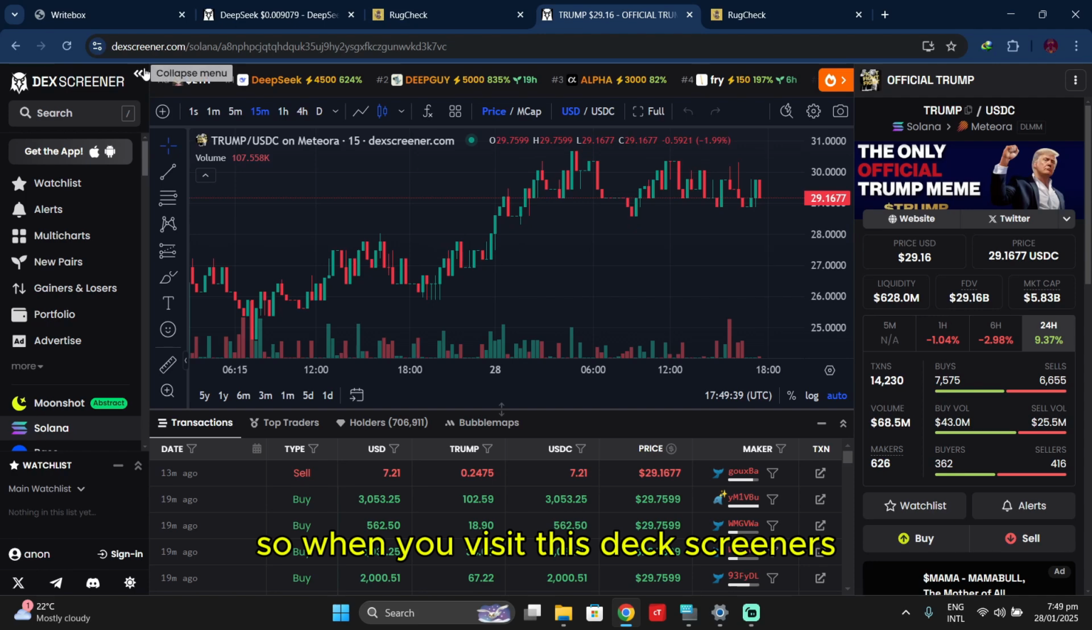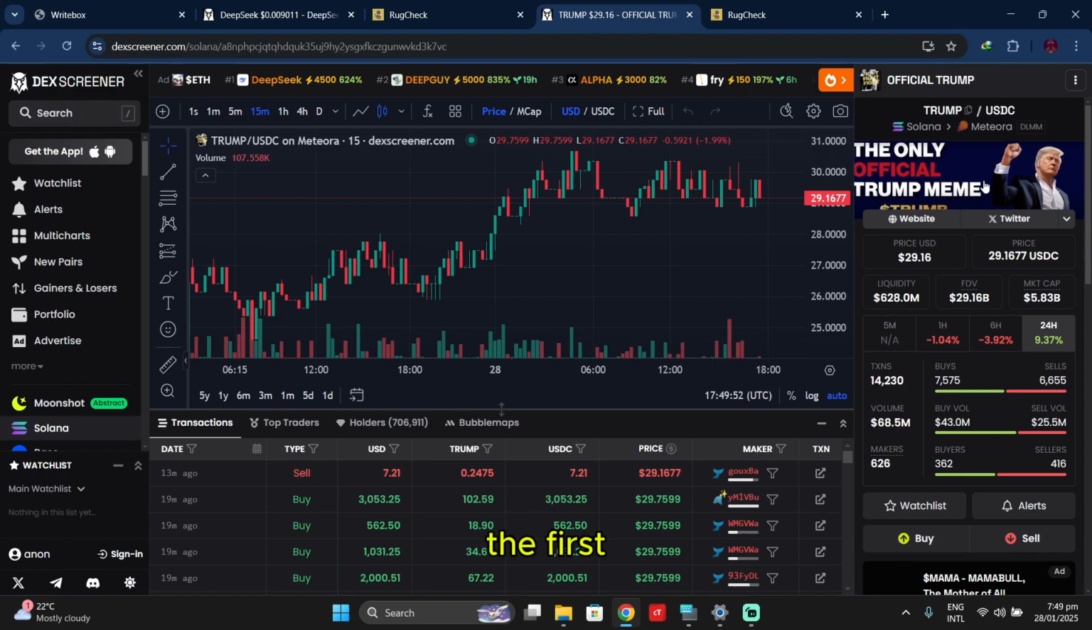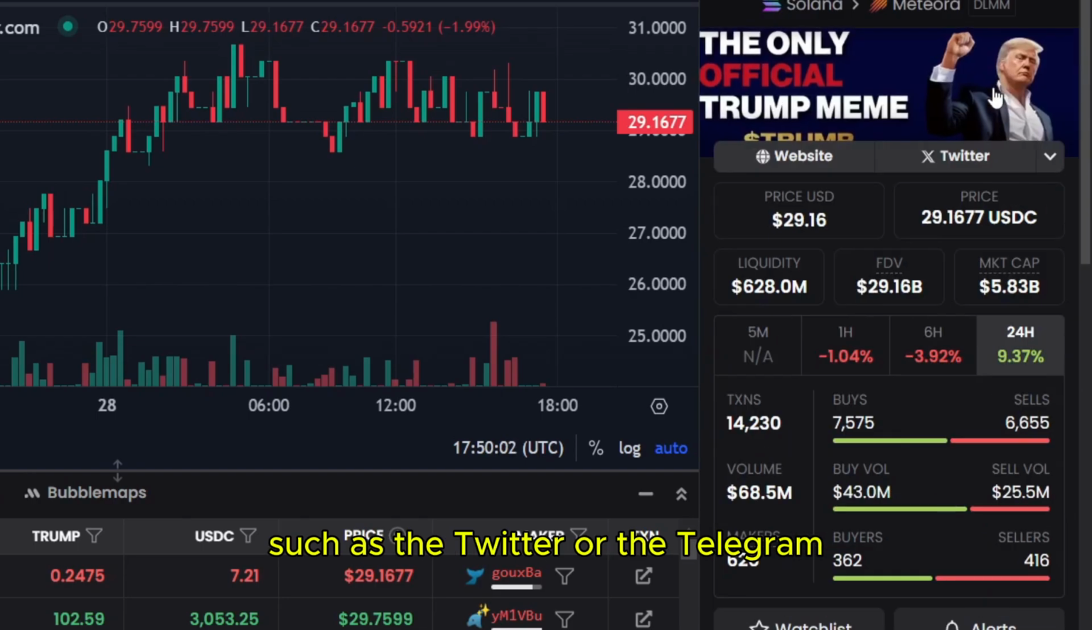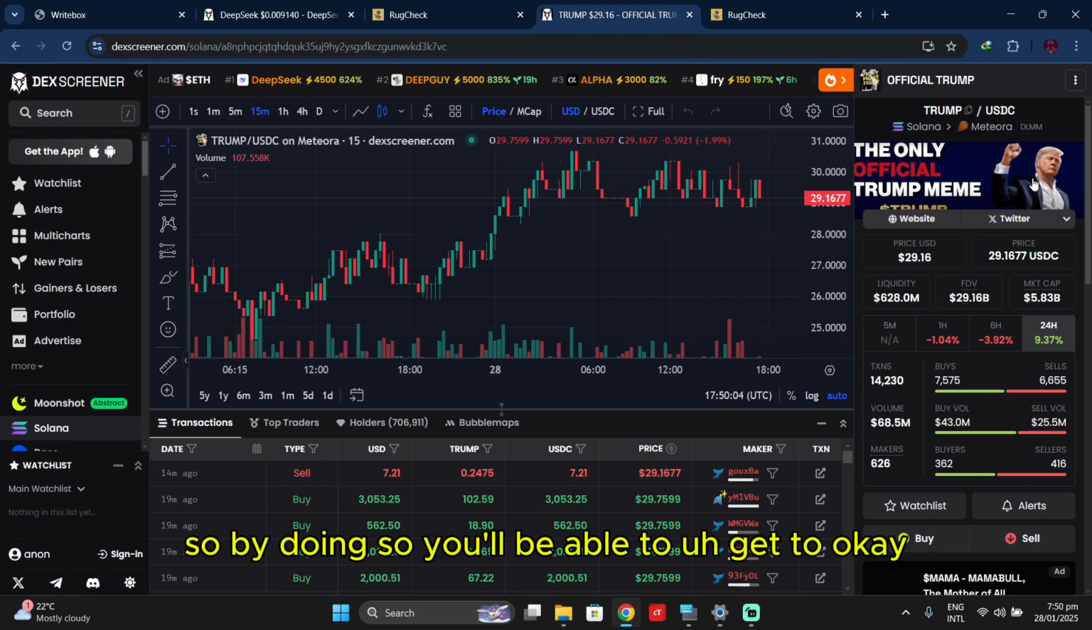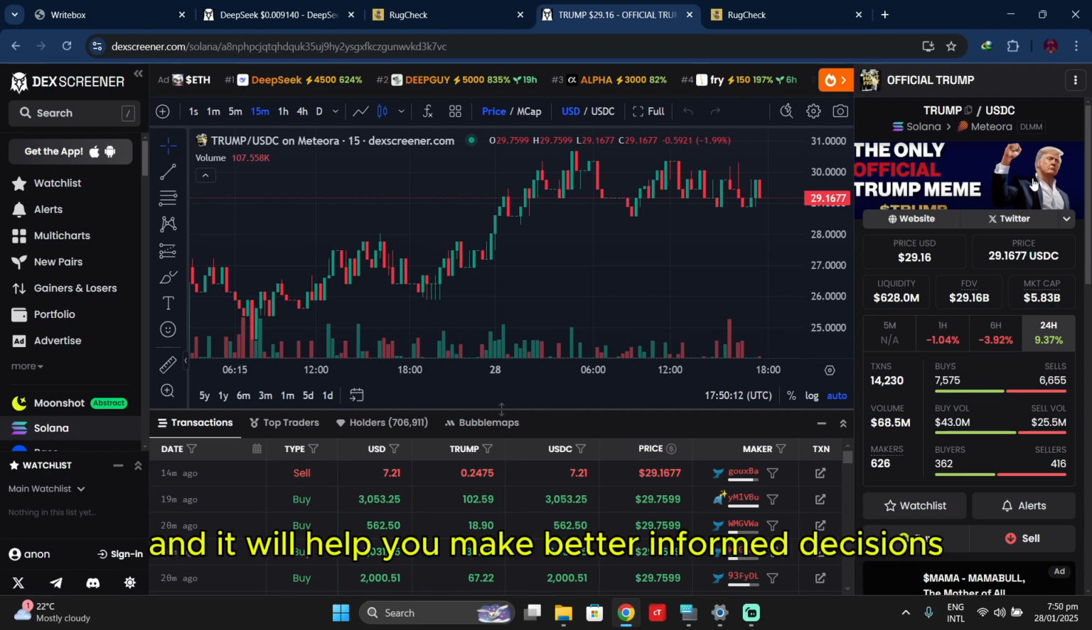When you visit Dexscreener, click on the search bar here and search for any meme coin or any coin you'd like to research. Then head over to the right page. The first thing you want to do is visit the official page and read more about the coin itself, and follow other pages, of course, such as the Twitter or the Telegram. By doing so, you'll receive notifications and updates regarding the coin, and it will help you make better informed decisions.